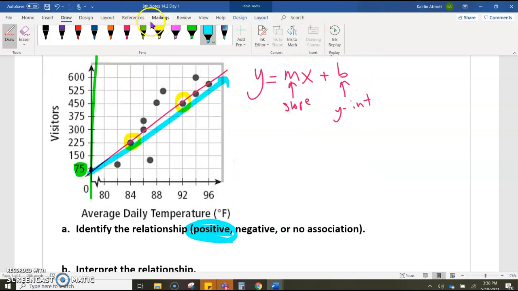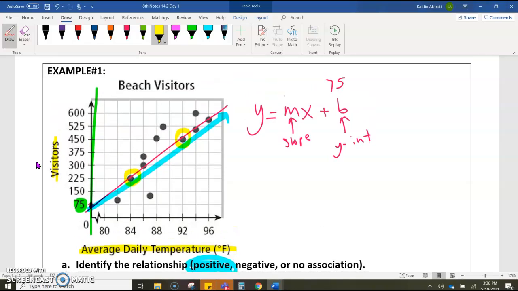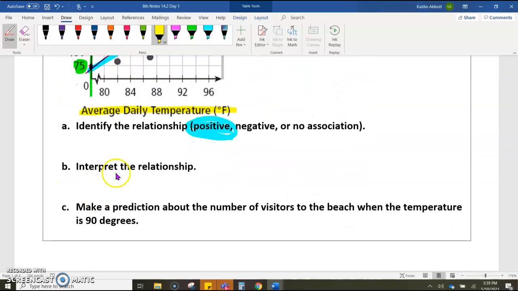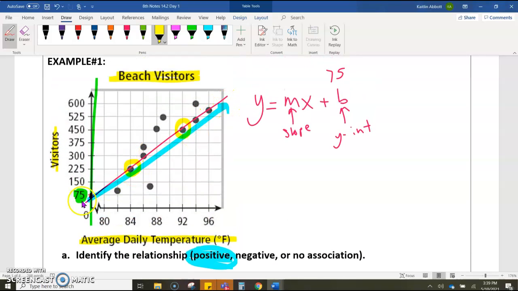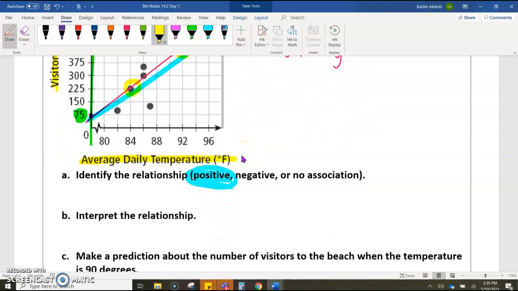Next, we're going to interpret the relationship. What are we talking about here? I see visitors and average daily temperatures, and the title is beach visitors. So we're talking about people who go to the beach, and it's going up, so there's a positive relationship. The higher the temperature, the more visitors that go. Do you agree? As the temperature goes up, the visitors go up. As temperatures get higher, more people go to the beach. You want to go to the beach when it's hot.